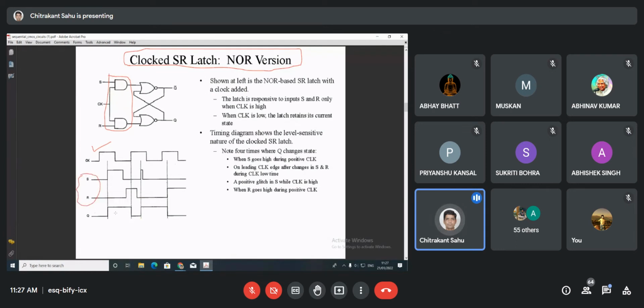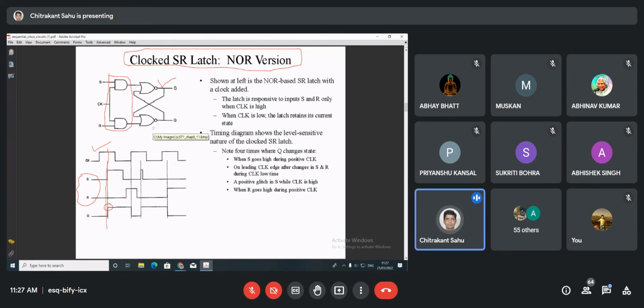So this is the example given. At this particular point, if the clock is high and the value of S is high and R is low, what should be the output? This is called set, because it is a NOR based operation. So we can say set, that means the output has become equal to 1. In this way you can make a timing diagram out of it. With the clock and NOR gate, there is an AND gate involved in that.